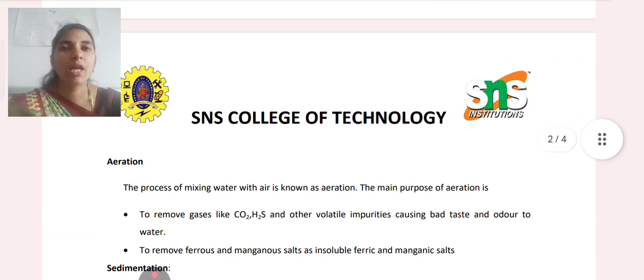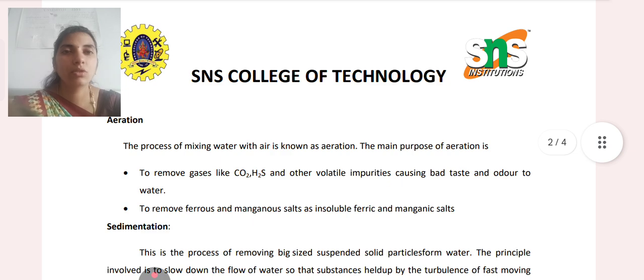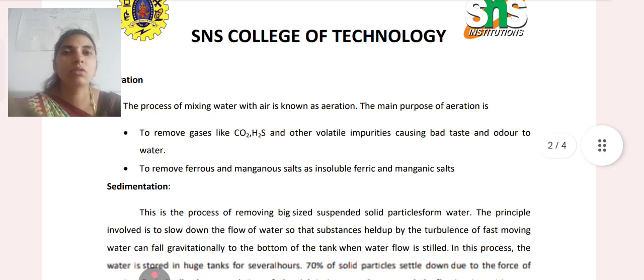Aeration: the process of mixing water with air is known as aeration. The main purpose of aeration is to remove gases like CO2, H2S and other volatile impurities causing bad taste and odor to water, and to convert soluble ferrous and manganese salts into insoluble ferric and manganic salts.